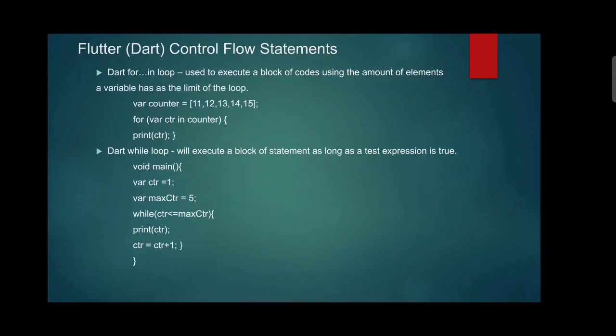Here, we have initialized CTR and max CTR to 1 and 5 respectively. In the next statement, we have a while loop that checks the condition CTR less than or equal to max CTR for each of the iterations. If the test condition returns true, the statements inside the loop body are executed, and if the test condition returns false, then the while loop is terminated. Inside the loop body, we have incremented the CTR value by 1 for each iteration.